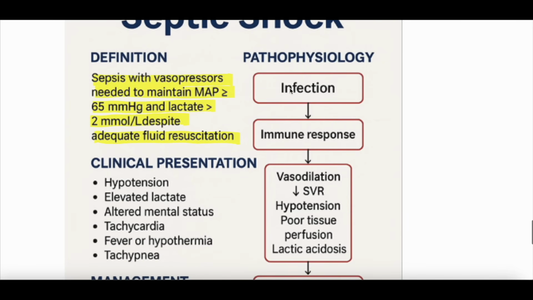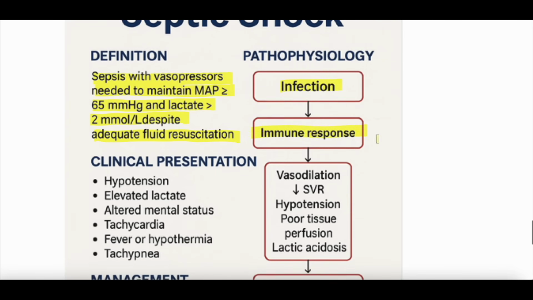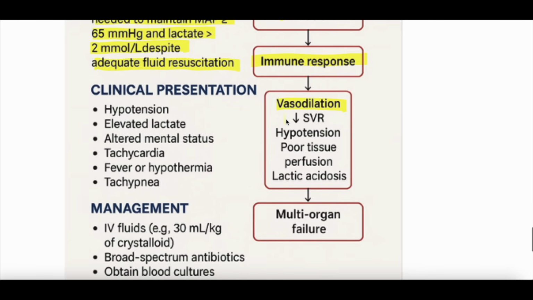So pathophysiology, infection leads to immune dysregulation, which leads to vasodilation, capillary permeability, hypotension, poor tissue perfusion, lactic acidosis, and end organ injury. Clinical presentation, we often see whatever is causing the infection, as well as altered mental status, tachypnea, tachycardia, fever, hypothermia, hypotension, elevated lactate. You certainly don't often have all of these things. You might have just a few of them, and that is much more typical.